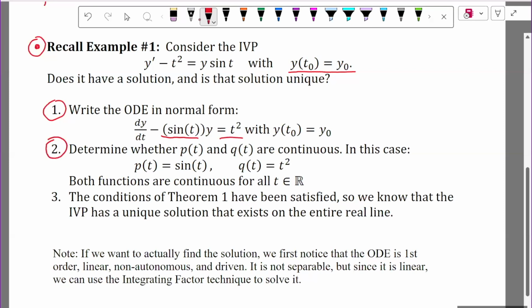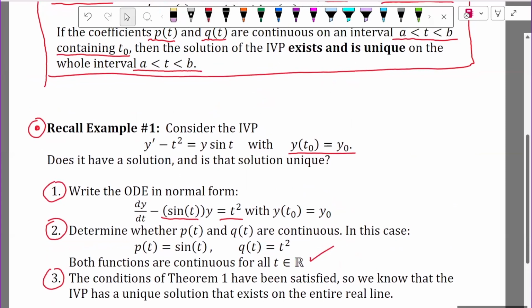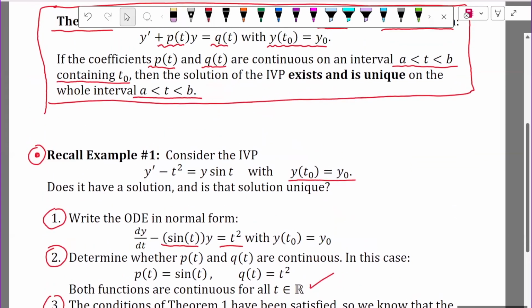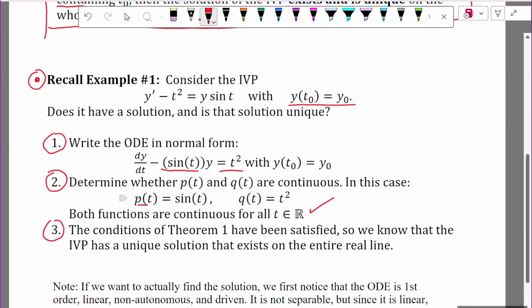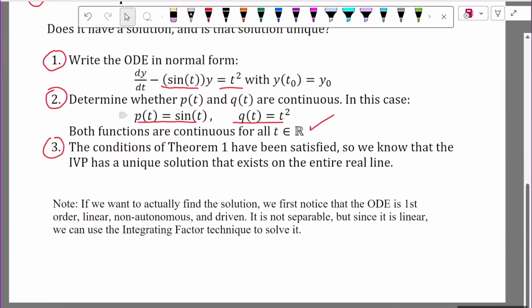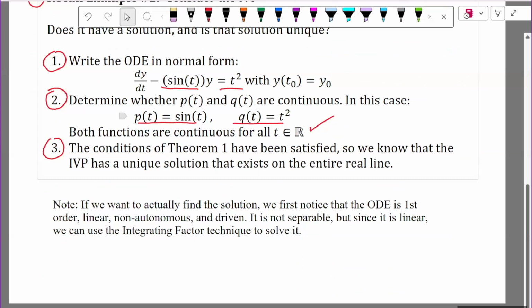Then we determine whether P and Q are continuous. Sine t and t squared are actually both continuous on the entire real line. So they are. So the conditions of Theorem 1 are met, which means that we are now guaranteed by Theorem 1 that this ODE has a solution on the entire real line because our P and Q are continuous on the entire real line.